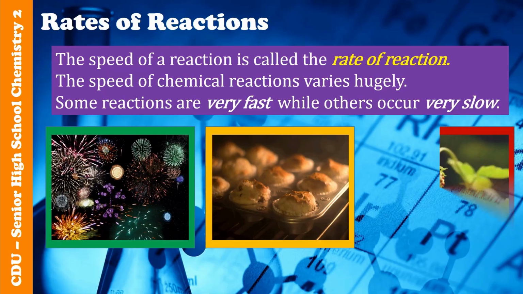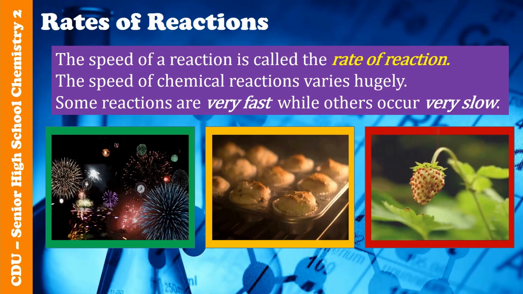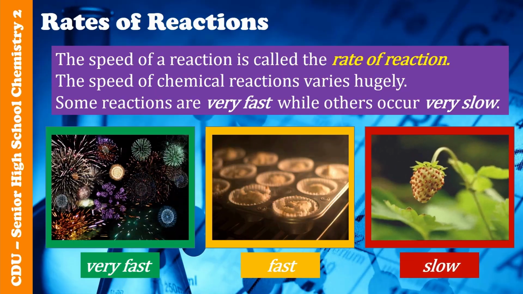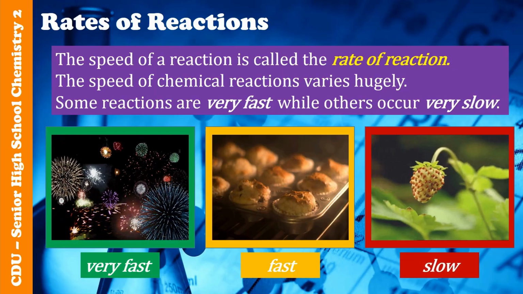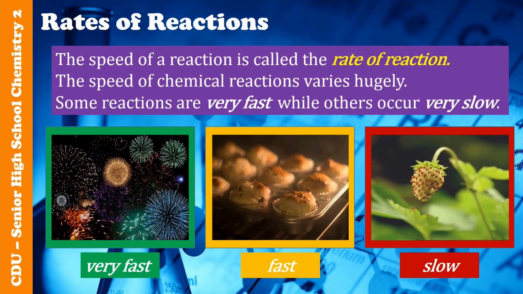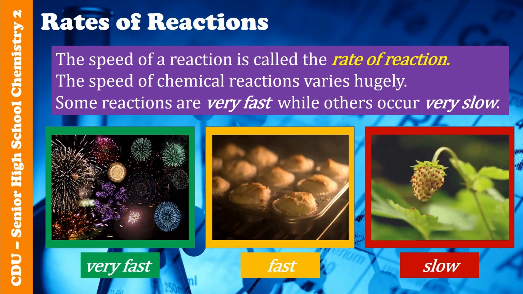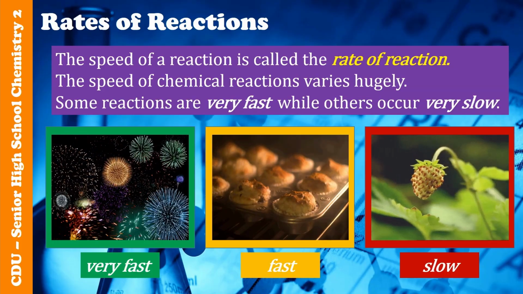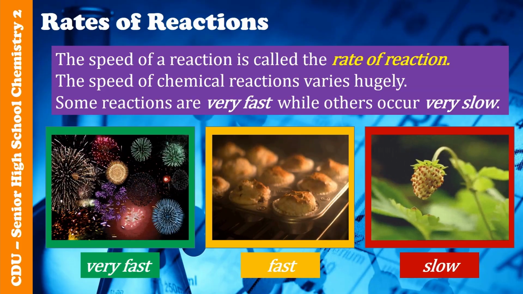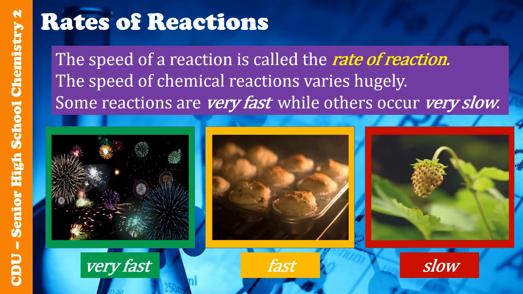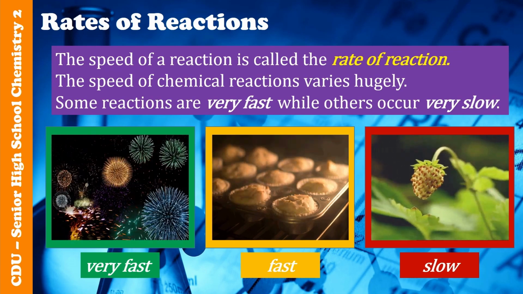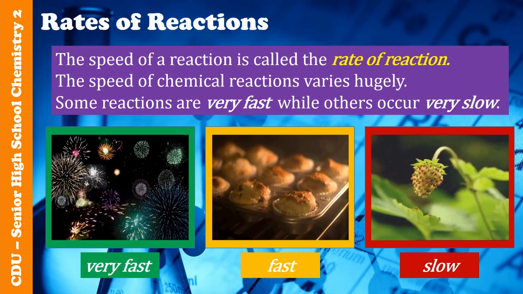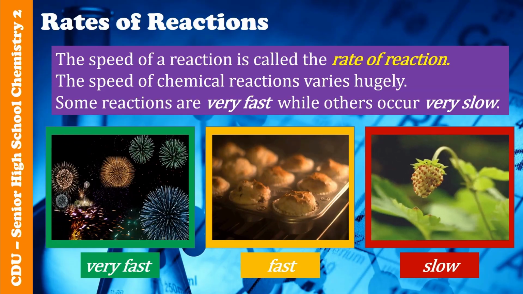As in the example shown, the rate of reaction involved in the explosion of fireworks is faster compared to the rate of reaction involved in baking. Comparatively, the rate of reaction involved in the ripening of fruits like strawberries is slower and may take months, as compared to baking, which is completed in minutes, and as compared to the ignition of fireworks, which immediately reacts in a matter of seconds.